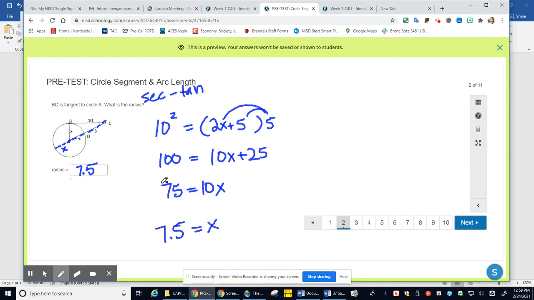Very similar to that. We extend that line into a diameter so that you have an entire secant before we move on.